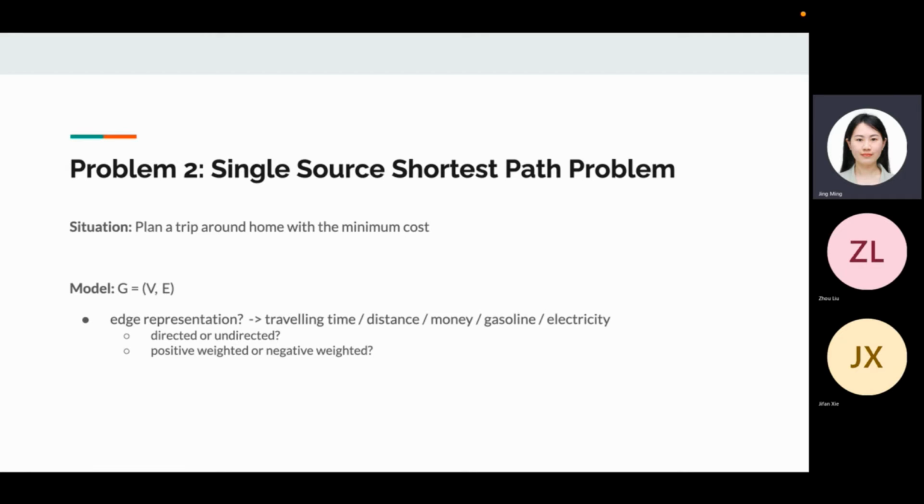Hi, my name is Jing. Problem 2, consider the situation that you plan a trip around your home and want to travel with minimum cost. This is a typical single source shortest path problem.